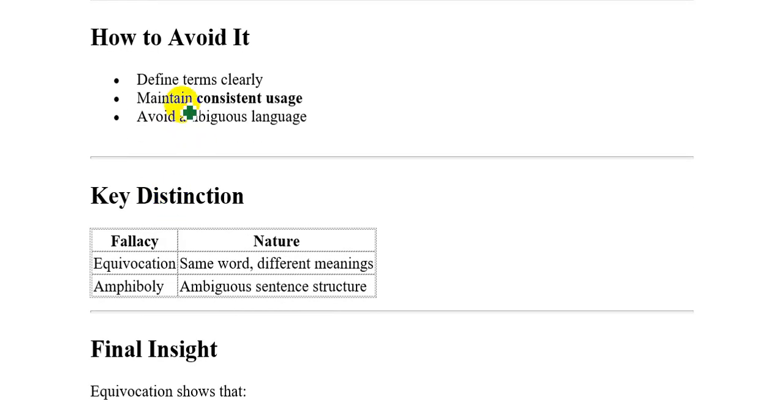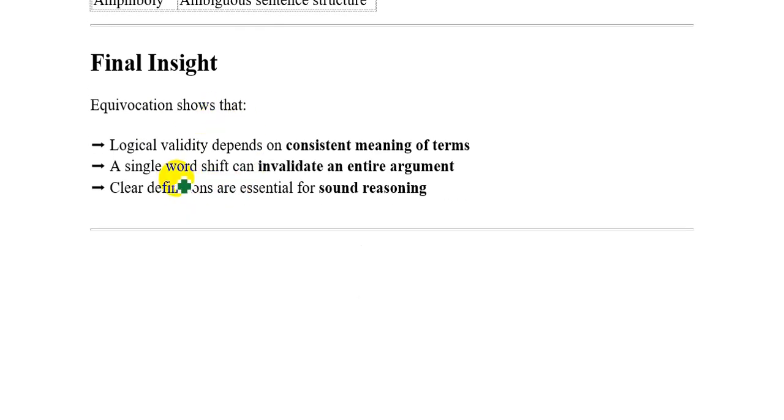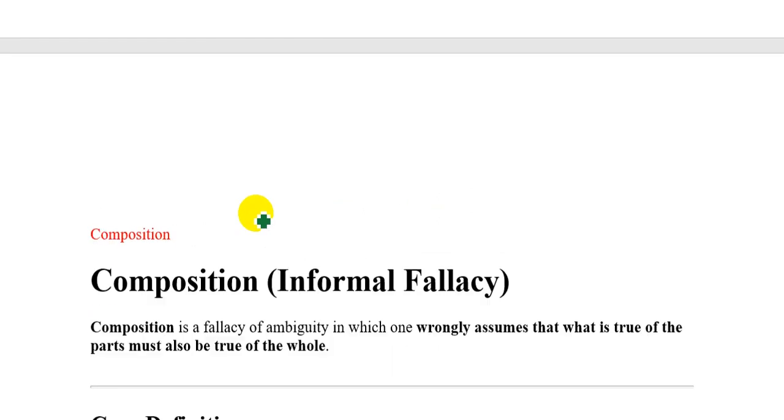Now, how to avoid this? Define terms clearly, maintain consistent usage, and avoid ambiguous language. So, what is the fallacy of equivocation? It means same word but different meaning, whereas amphiboly means ambiguous sentence structure, that is, the sentence structure itself is ambiguous. Equivocation shows that logical validity depends on consistent meaning of terms. A single word shift can invalidate an entire argument, and clear definitions are essential for sound reasoning.